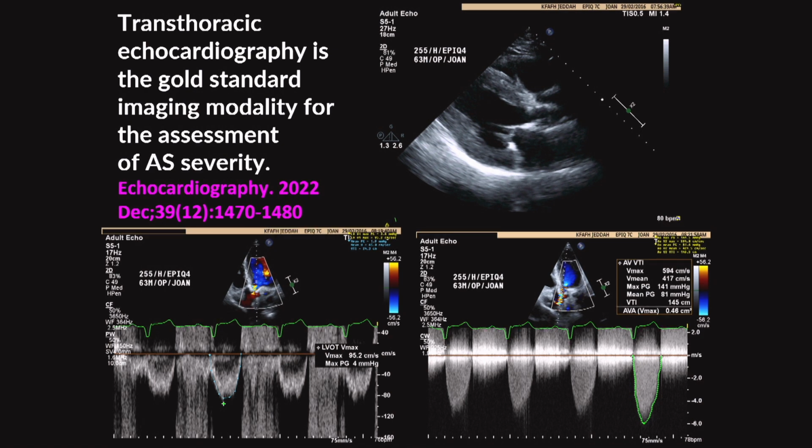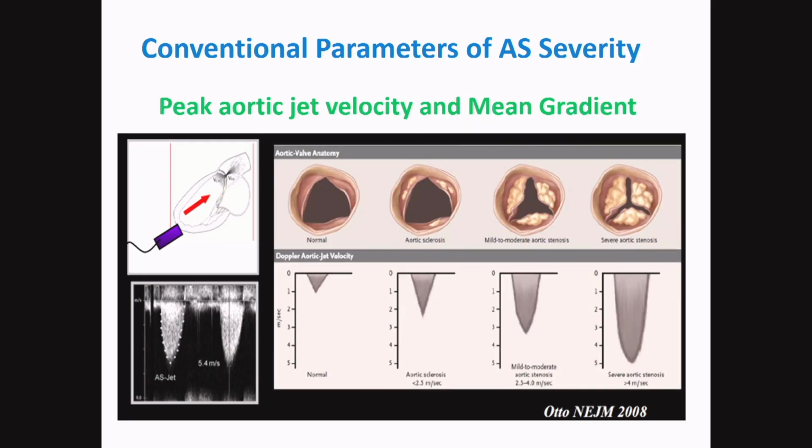And when you get a case like this, with the peak gradient of 141, mean of 80, and area of 0.4, 0.5, this is a straightforward case of severe aortic stenosis. There is no problem with such cases. But of course, there are other cases where it can be more problematic.